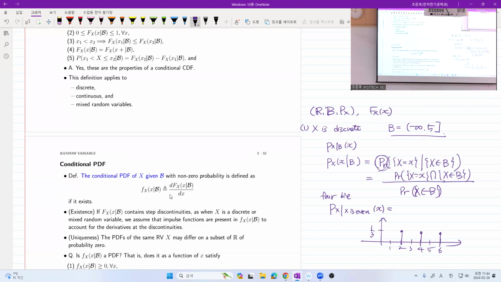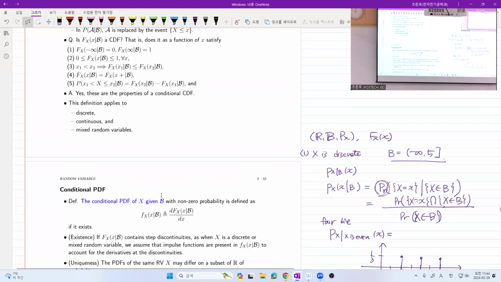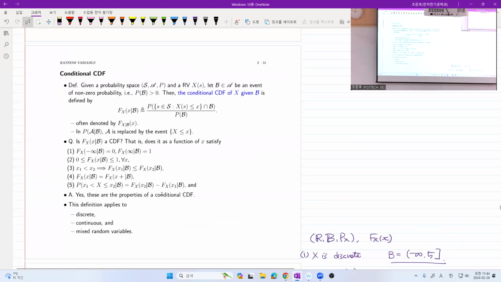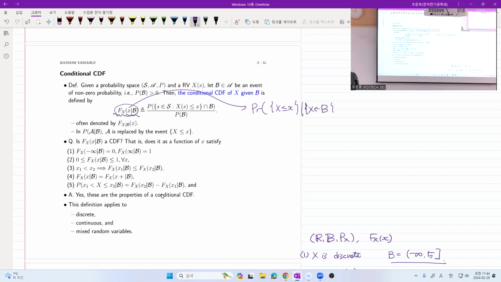And conditional CDF, since that is also a conditional probability, as you see here, right? Consider the conditional CDF of x given the event B. What is this? It is simply the probability of the event that x is less than or equal to x, given the event x in B.